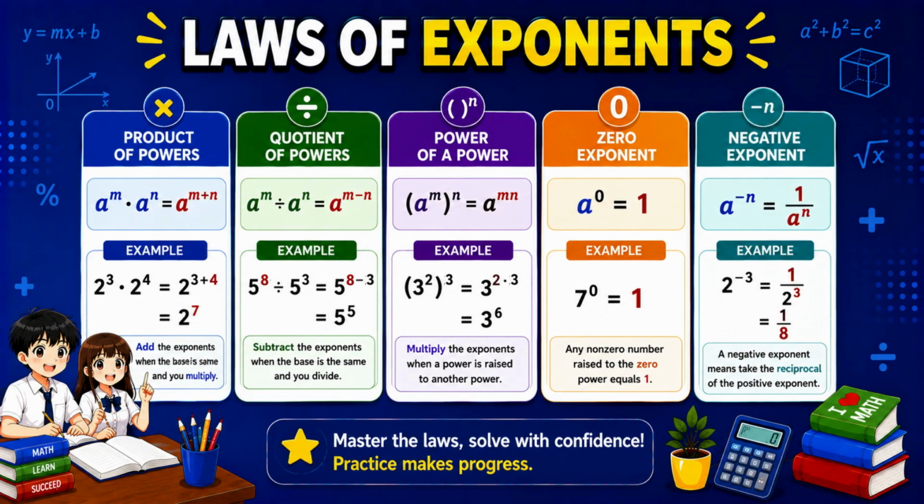Let us apply each exponent law. 3 plus 4 gives 7. 8 minus 3 gives 5. 2 multiplied by 3 gives 6. Any non-zero base raised to 0 equals 1. Finally, a negative exponent tells us to write the reciprocal.